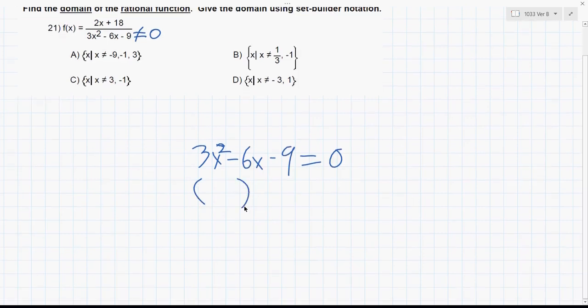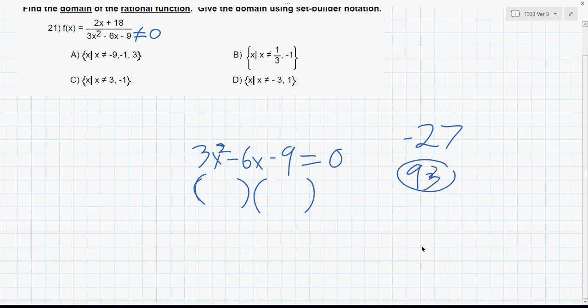So we can work with this, and we can do the AC method real quick. So we're going to go 3 times 9 is going to be 27. It's going to be negative 27. So how are we going to add up to negative 6? What are the two multiples that we can use that would become 27? 9 and 3, right.